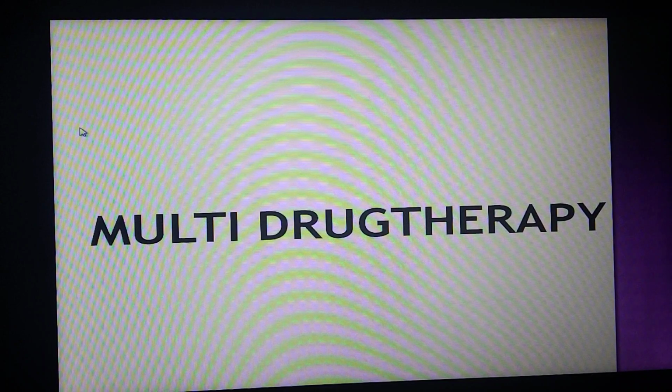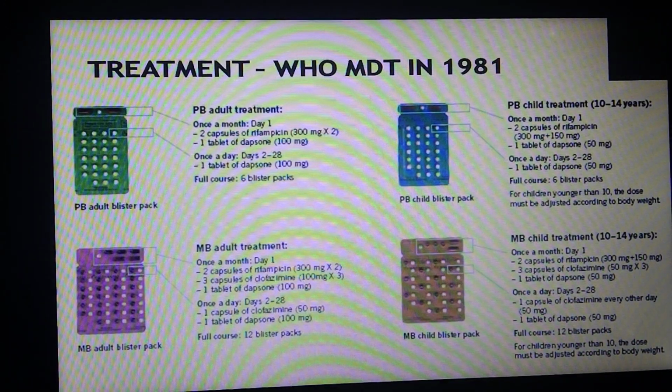Next we'll study what is multiple drug therapy. So, the treatment according to WHO, multiple drug therapy in the year 1981, as you can see here in the pictures. PB, the adult blister pack. The next we have MB, adult blister pack. This is MB, adult treatment. This is PB, adult treatment. Later we have PB, child treatment for children from 10 to 14 years. The next we have MB, child treatment for children from 10 to 14 years.